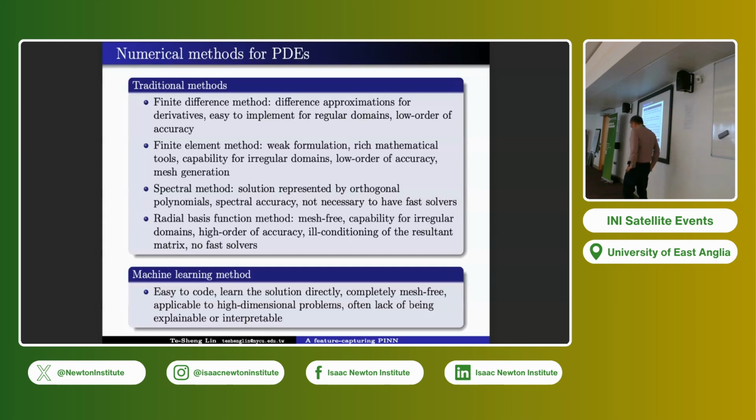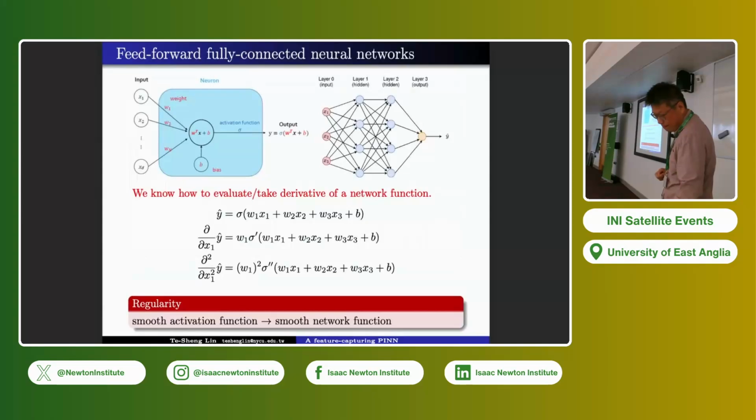Then you have the radial basis method, which is mesh-free and can handle irregular domains, but very often the resulting matrix is ill-conditioned. And the machine learning method, like the one I want to introduce today, is much easier to code and learns the solution directly. It's mesh-free and applicable to high-dimensional problems, but often we don't have explainability or interpretability.